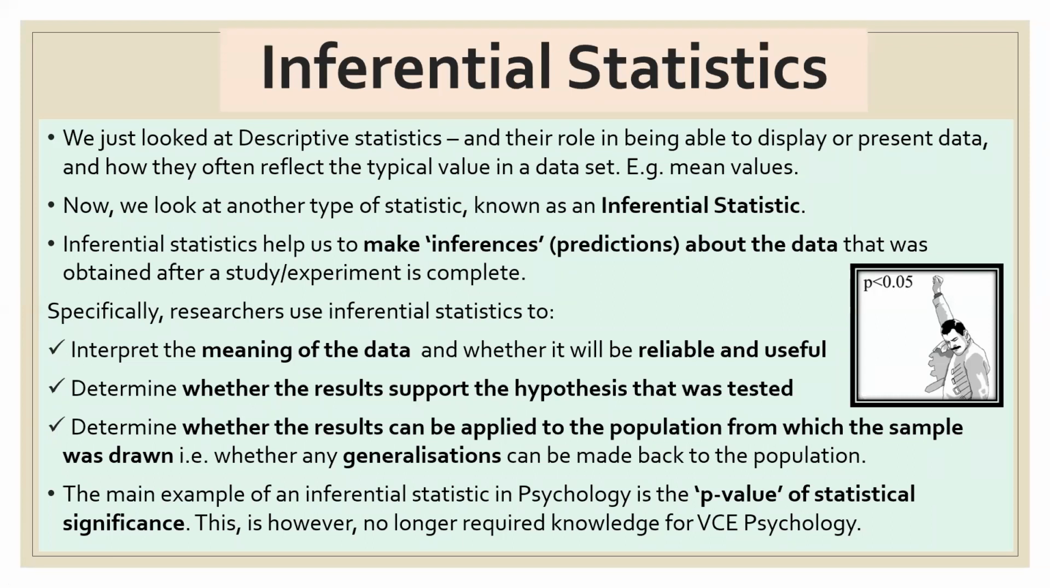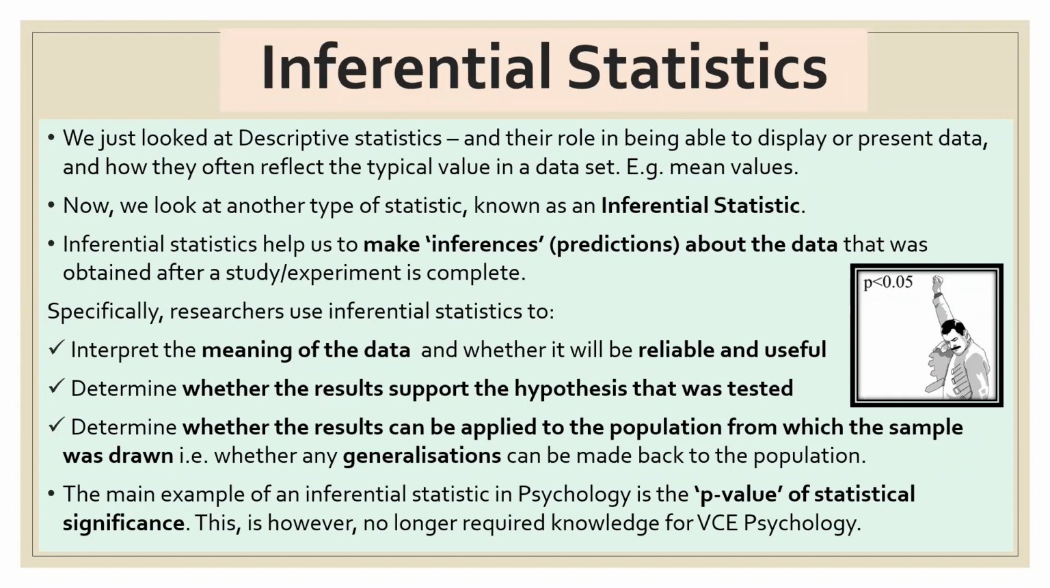So the first thing we're looking at today is inferential statistics, and you've already gone through inferential statistics last year. Inferential statistics are basically statistics that allow us to make predictions about what the data is telling us. In other words, they are mainly used to make statements about what the conclusion is going to be for the study. Can we generalize the results? What do these results actually mean?